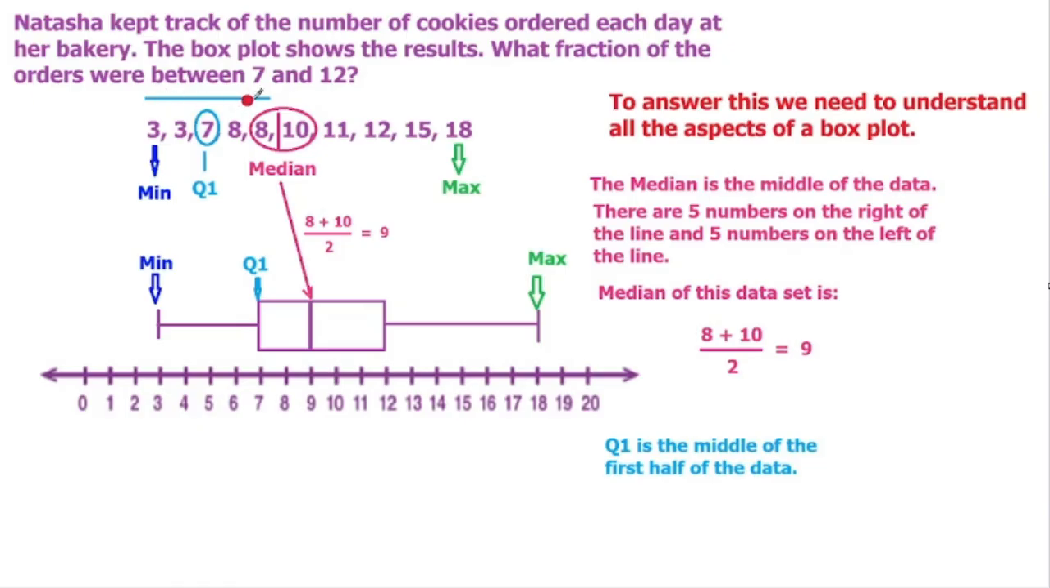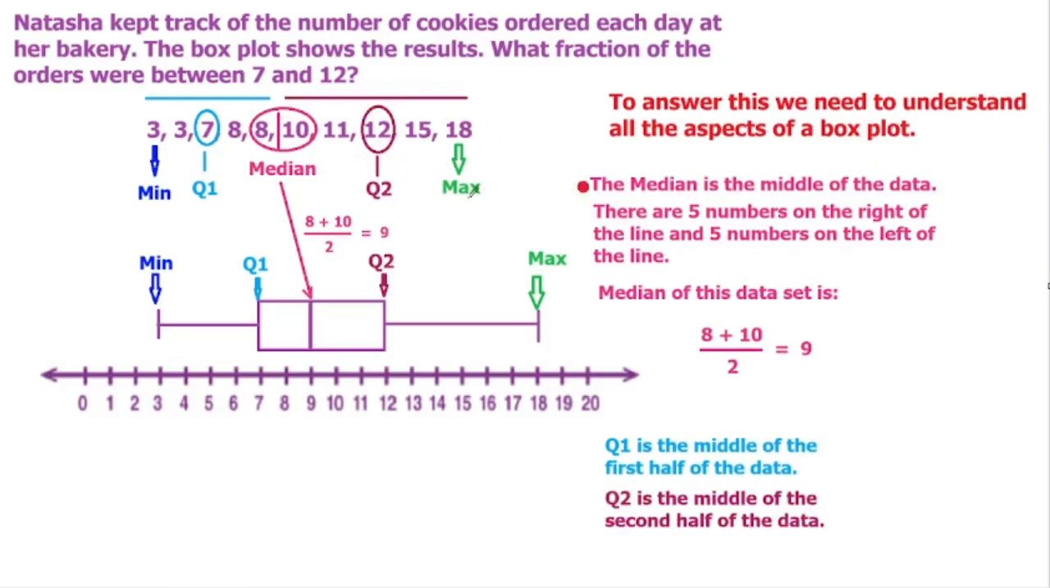Now, Q1 is the middle of the first half of the data, okay? So you take the first half of the data, and the middle of that is our first quartile, Q1, okay, which is right here, 7. Then for Q2, the second quartile, you take the second half of the data, right? And the middle number is Q2, which is 12, which is right here, okay? Q2 is the middle of the second half of the data, so the second quartile.